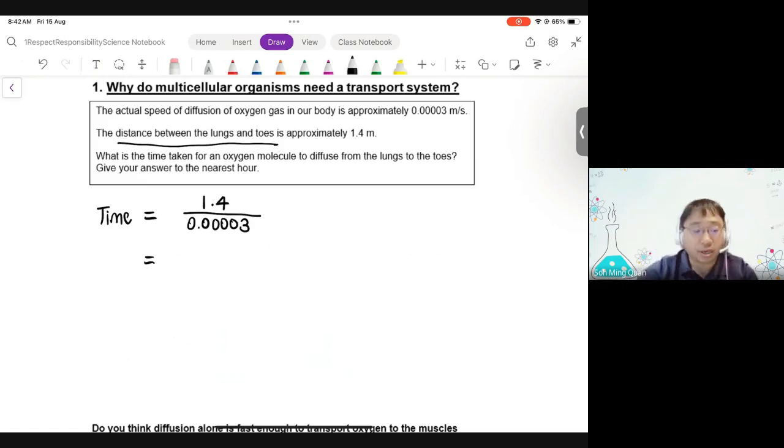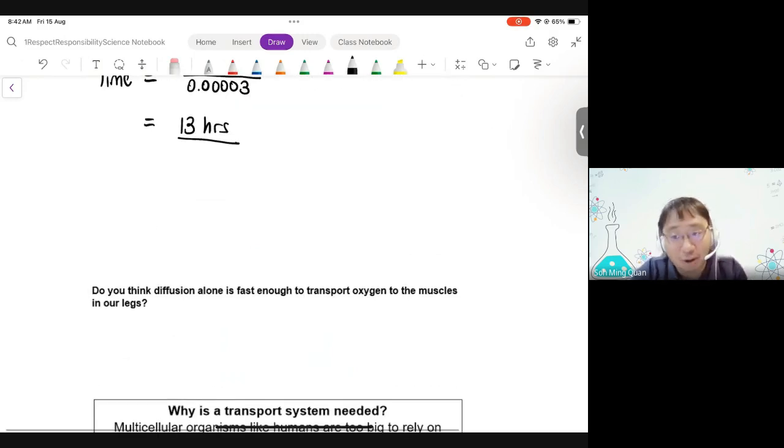Now, this gives you approximately 13 hours. All right, approximately 13 hours. Of course, it will give you the answer in seconds and then you can convert the answer to hours. So you need about 13 hours to transport oxygen gas by diffusion from the lungs to your toes. Obviously, you don't have 13 hours for that. The muscle tissues inside your legs will need oxygen gas in order to work. So diffusion alone is not fast enough.